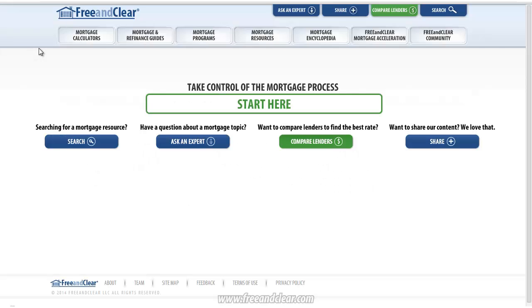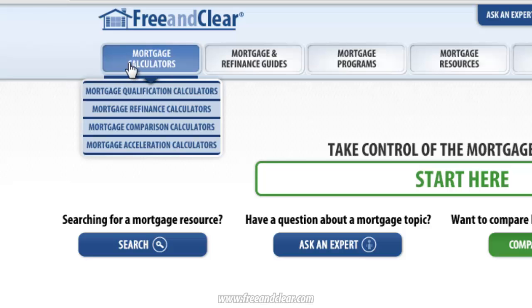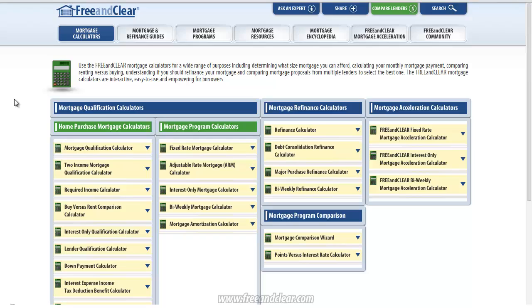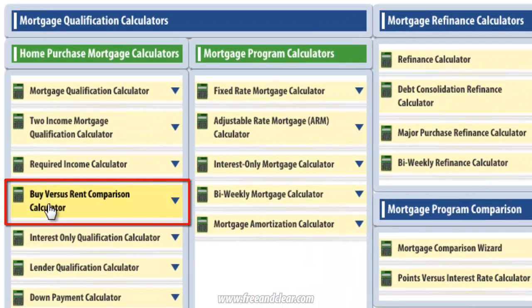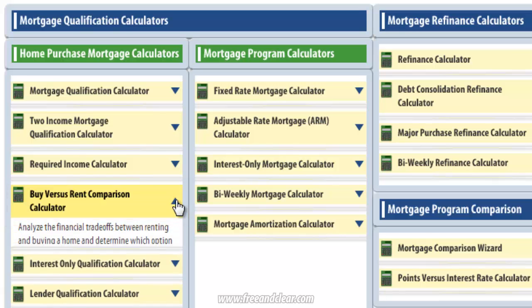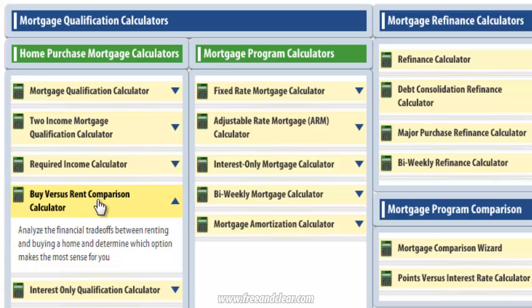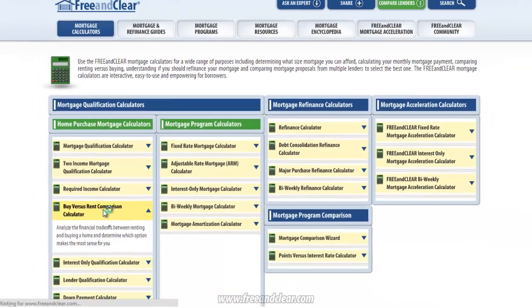To find the buy versus rent comparison calculator, simply click on the Mortgage Calculators tab on the top left of any page on freeandclear.com, and that will take you to a page that lists all the calculators available on Free and Clear. The buy versus rent comparison calculator is located under Home Purchase Mortgage Calculators on the left side of the page, and if you click on the triangle to the right of the calculator title, it reveals a brief description of the calculator. I'm going to click on the calculator title, which will take us to the calculator page.